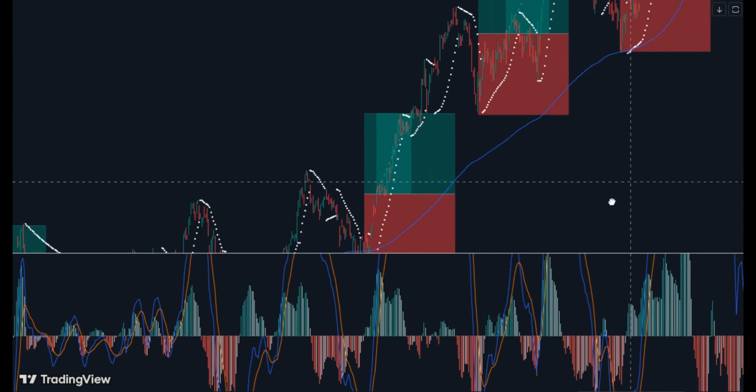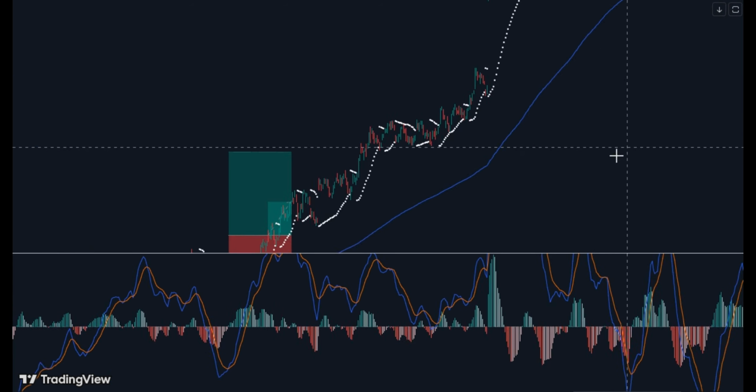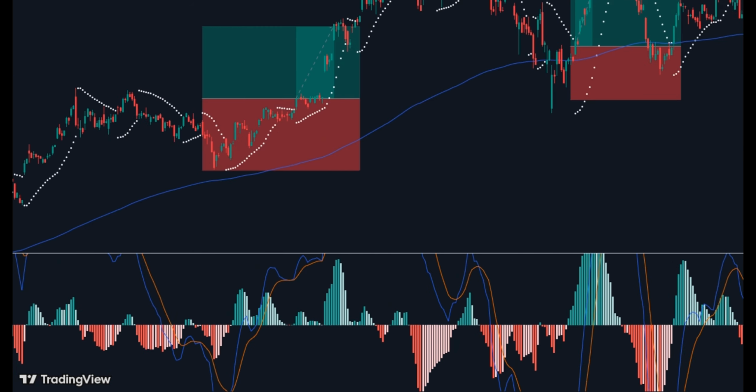Let's get straight into the backtests. For this backtest, I'm going to trade the stocks of Nvidia on the 4 hours time frame.